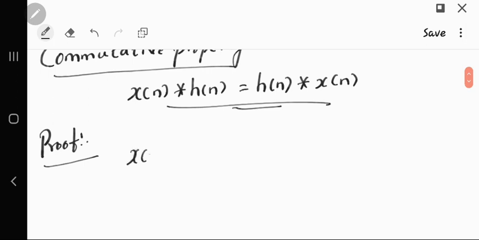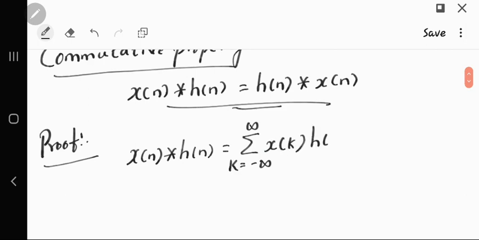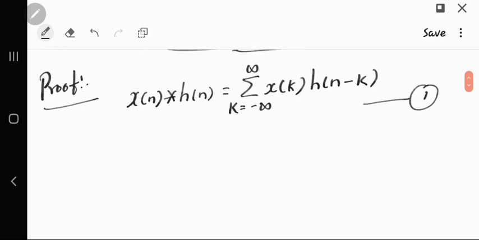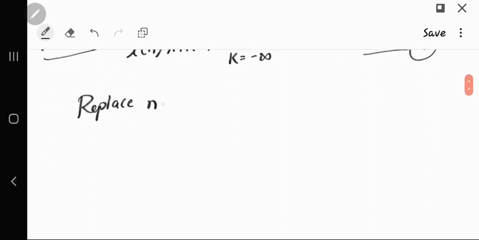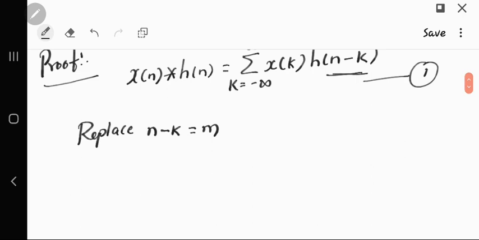From the definition of convolution sum, x of n convolved with h of n is written as summation k equal to minus infinity to plus infinity x of k h of n minus k. Call this equation 1. Now I am replacing n minus k with a dummy variable m. So replace n minus k is equal to m.